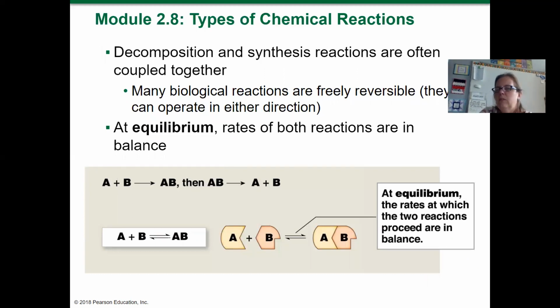Equilibrium. It's important to understand that a lot of the reactions, a lot of metabolism within a cell is at equilibrium, meaning the forward reaction is happening just as often as the reverse reaction. So that's how we kind of maintain homeostasis, maintain this chemical balance.